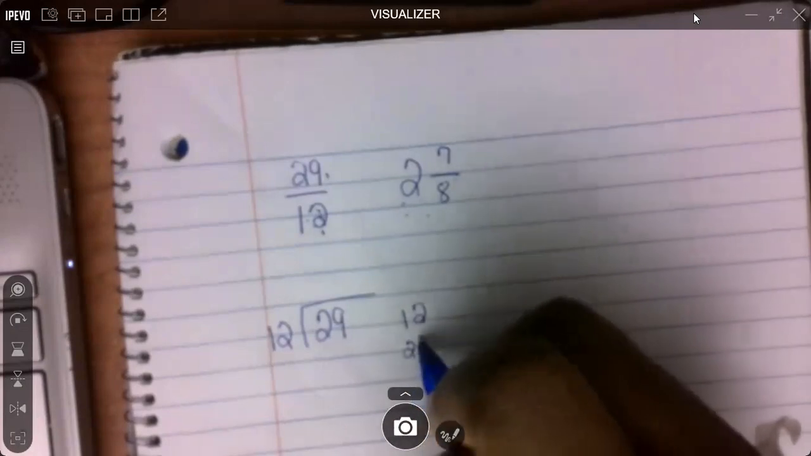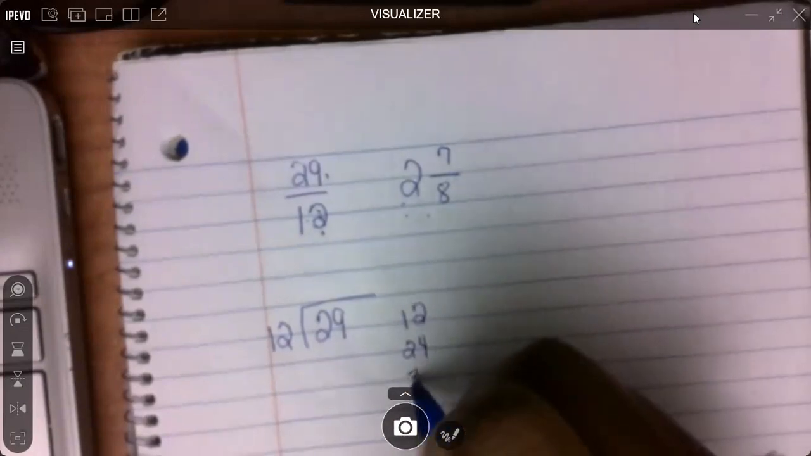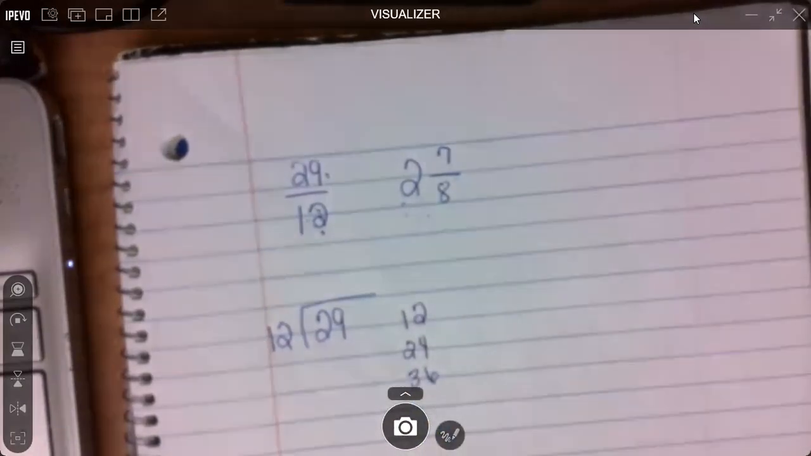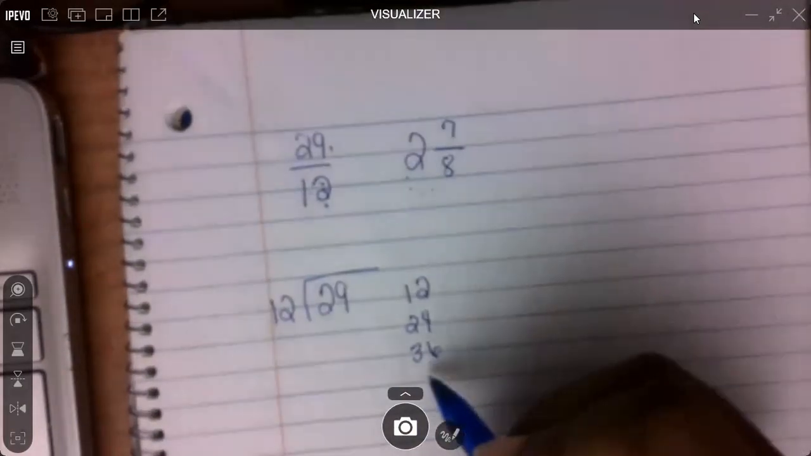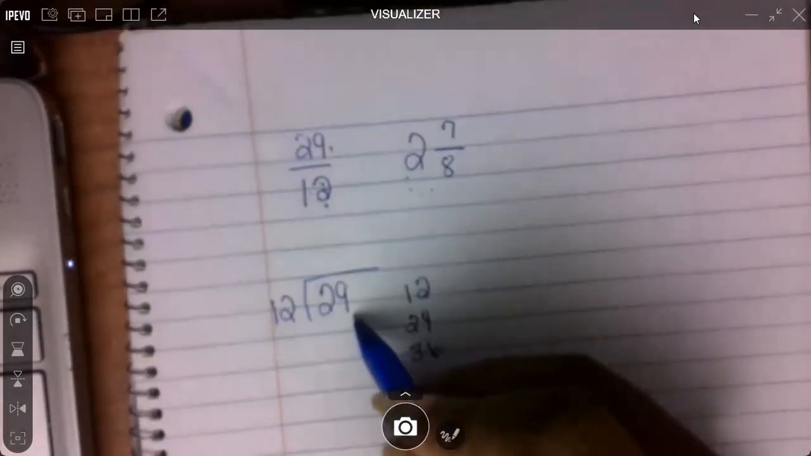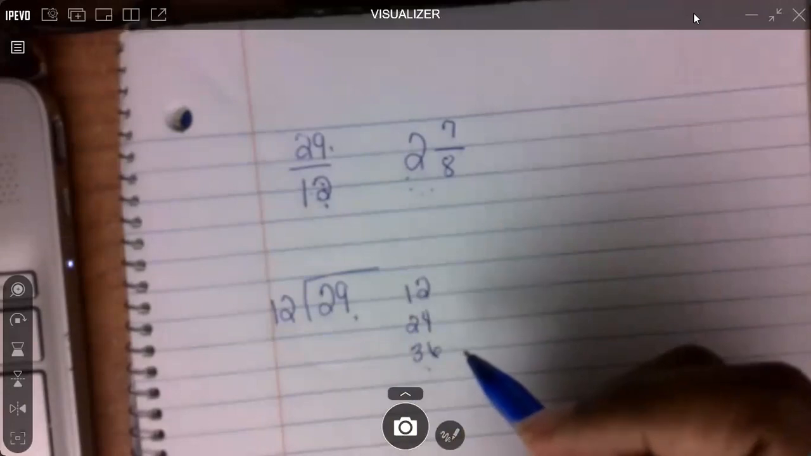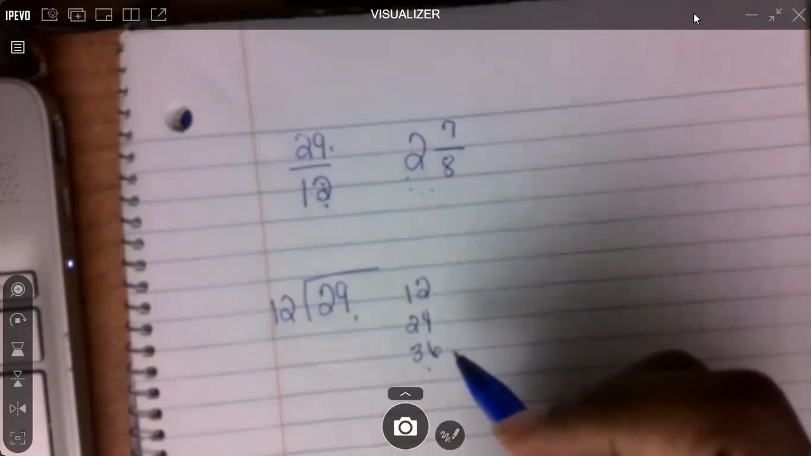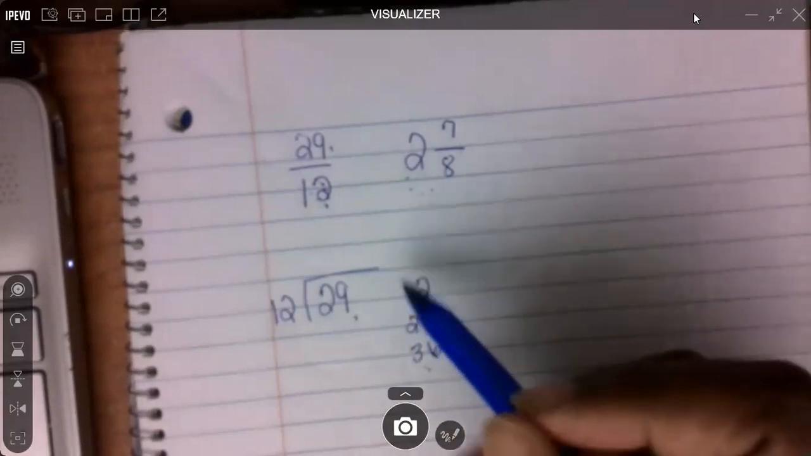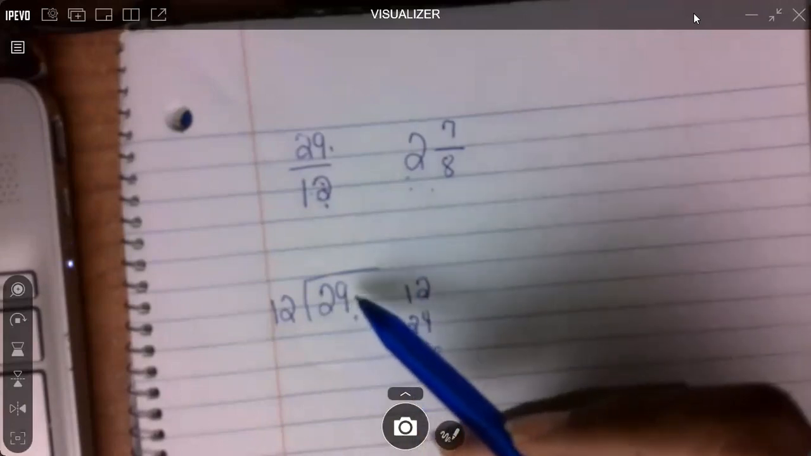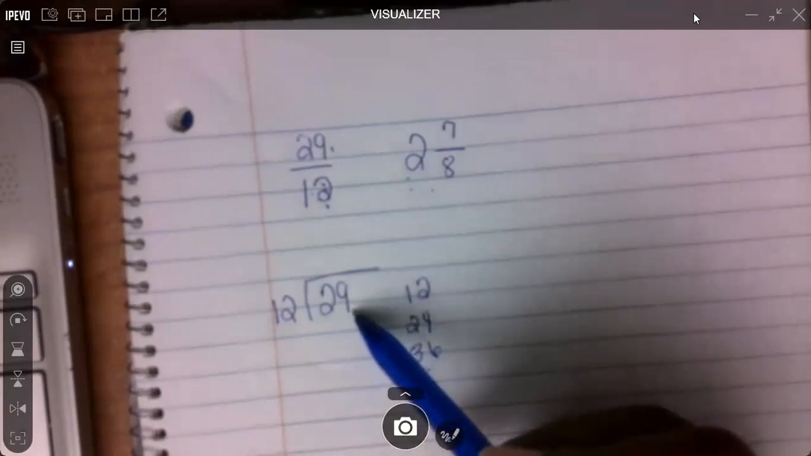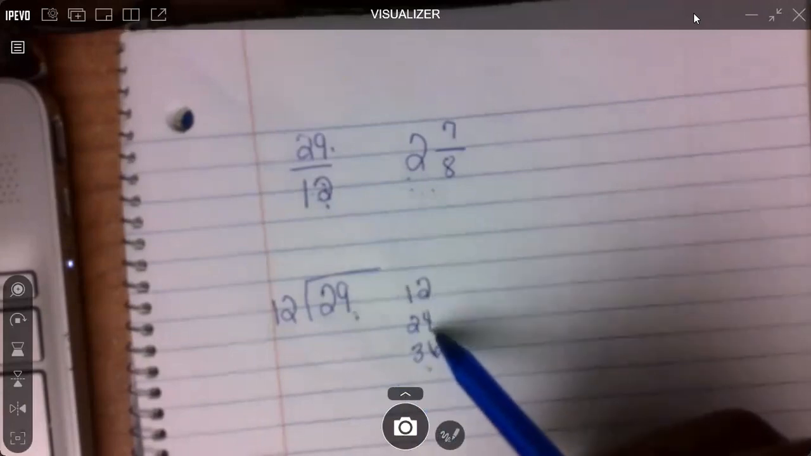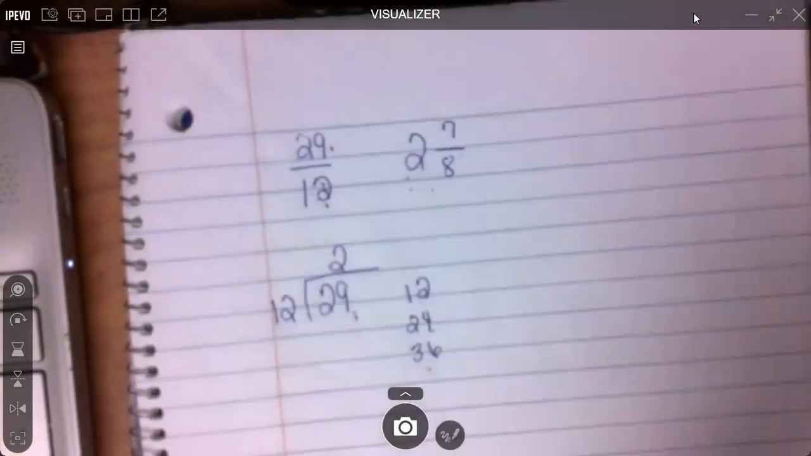12, 24, 36. Now, I don't need to go any further than 36, because 36 is greater than my dividend. So I'm going to ask myself, what's the closest I can get to 29 without going over? 24. Then I'm going to count how many groups that is. 1, 2. So 2 goes in my quotient.